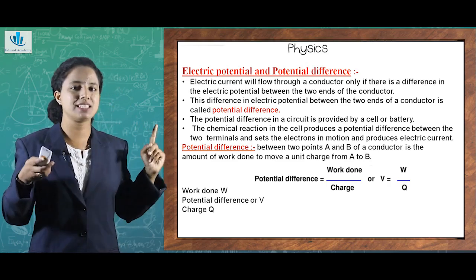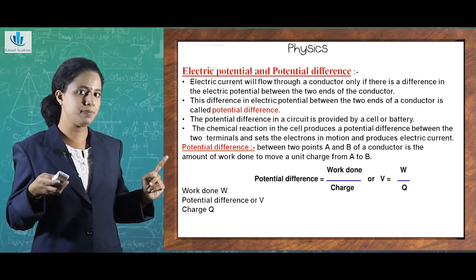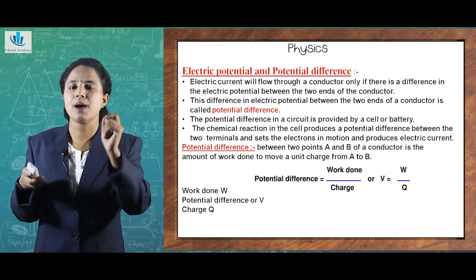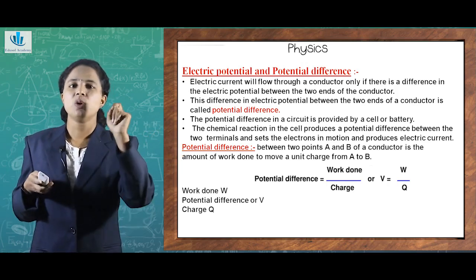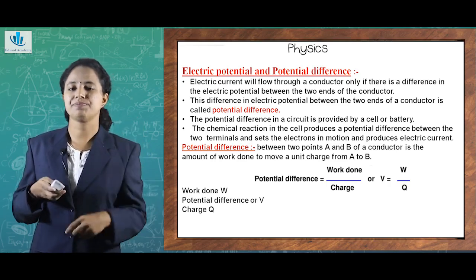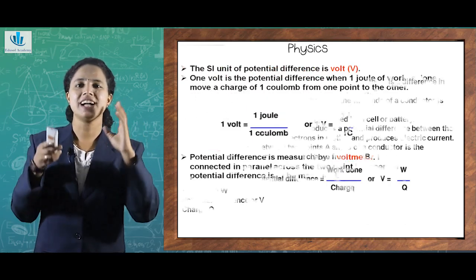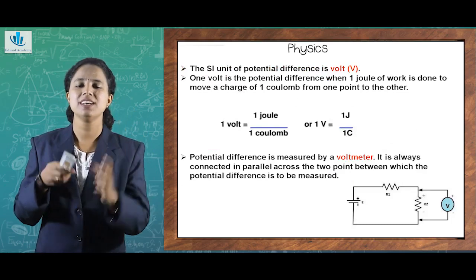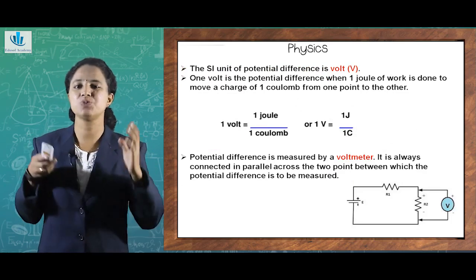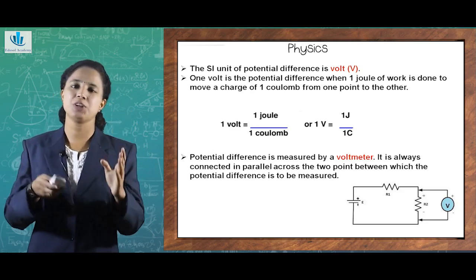So potential difference is denoted by V, work done by W, and charge by Q. So W denotes work done, V denotes the potential difference, and Q denotes the charge. So potential difference is defined as the work done to move a unit charge from one point to another. That is, V equals W by Q.